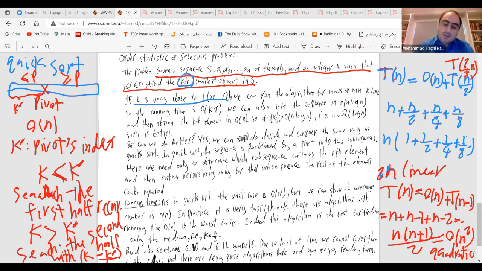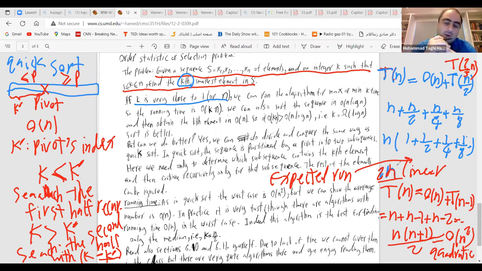So there are two cases. The good case would be essentially 2n. The other extreme case would be n squared. This is the same as quicksort. However, if you are doing a randomized analysis like the one that we have done for quicksort, then you can say that the expected running time would indeed be linear. And the analysis is very similar to the one that we have done for quicksort.